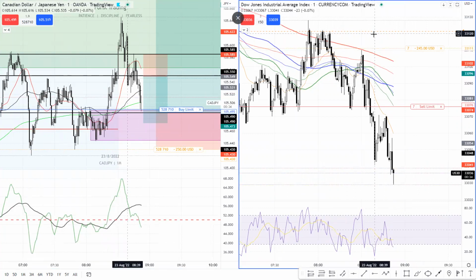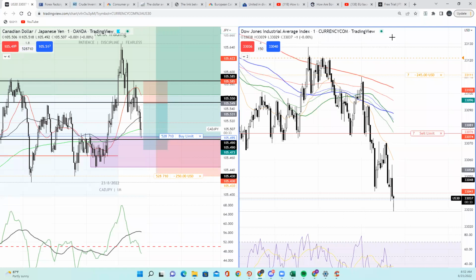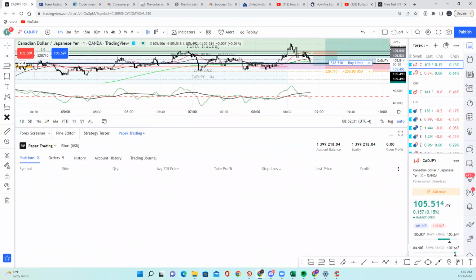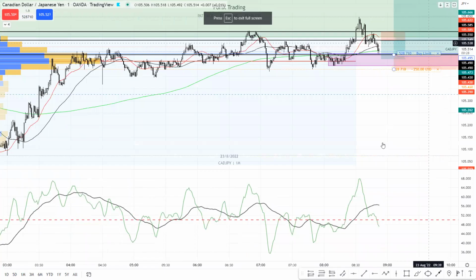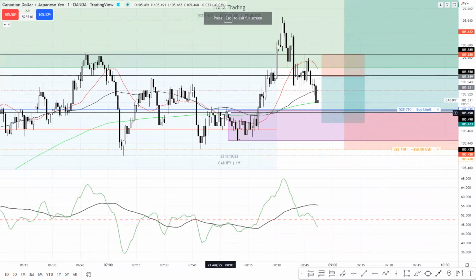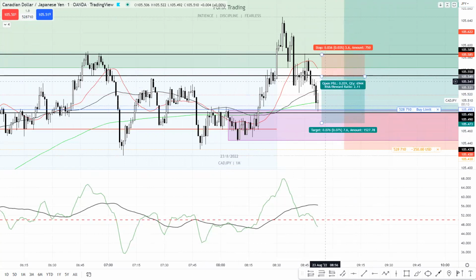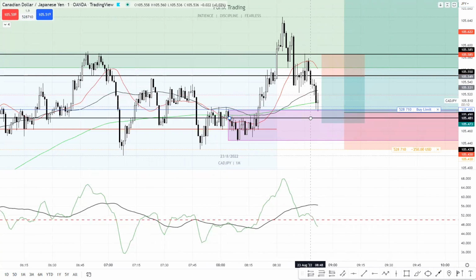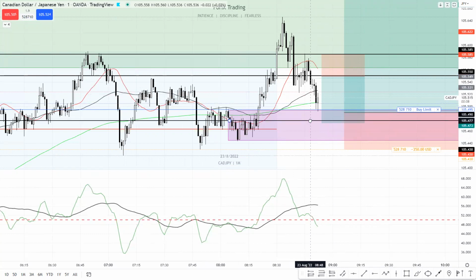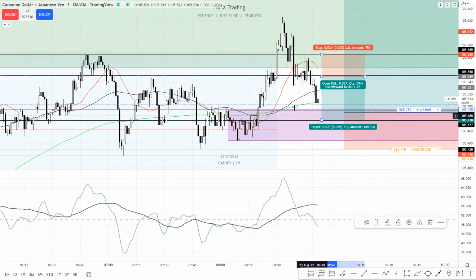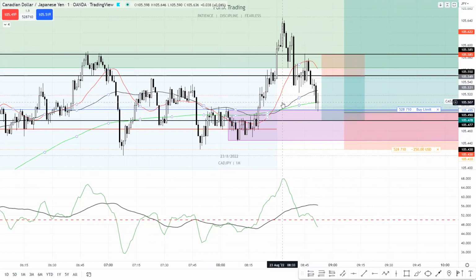Let's get out of the US 30. I don't need to look at this anymore. So we're still live on our trade. We're going to get out at this level here, right there. So it's a 2-to-1 trade. I would get out at around $70.